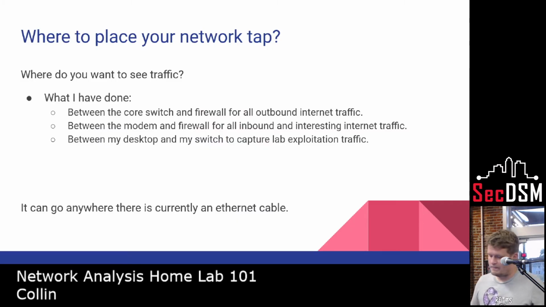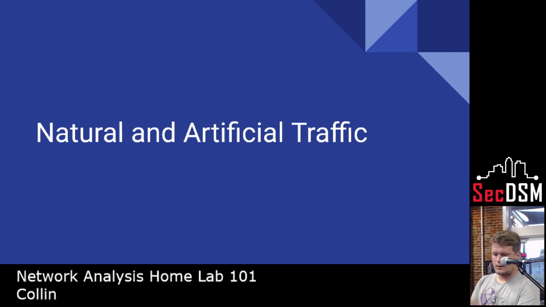Where to place the tap? Anywhere you want. Where do you want the interesting traffic? I started right before the firewall to start gathering outbound traffic data. I currently have it on the outside of the firewall, planning on hosting a website, seeing what kind of pokes at it, seeing what alerts I get out of that, and then ultimately put it between a box that I plan on exploiting and gathering a ton of data from that. I mean, the tap can go anywhere at any point. So natural and artificial traffic.